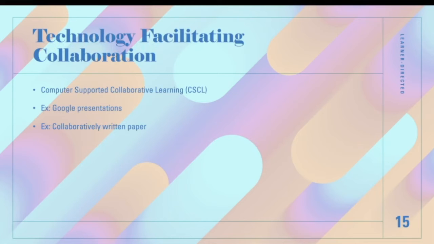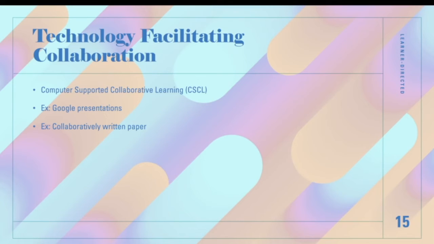And technology has really exploded over the last little while. So, computer supported collaborative learning is what it's called, and you can have students work together through, for example, Google presentations, where you can have a group of students create a single presentation without having to sit in the same place. Like they can all work from home on their own part of the presentation and see what everybody else is doing, and they can collaborate that way, which wasn't possible 20 years ago.